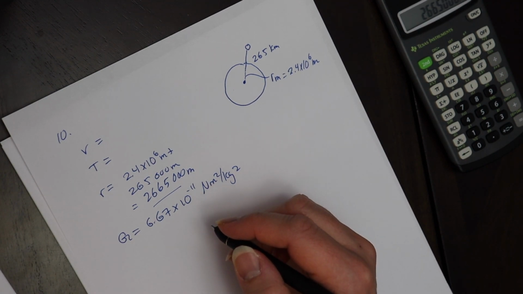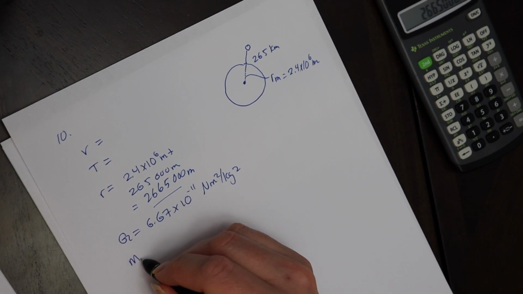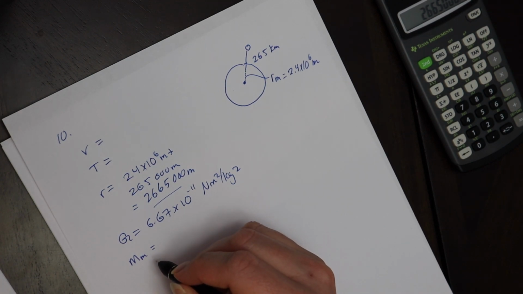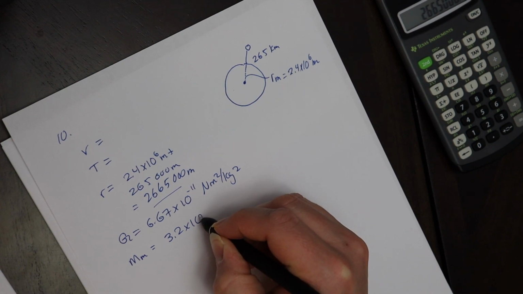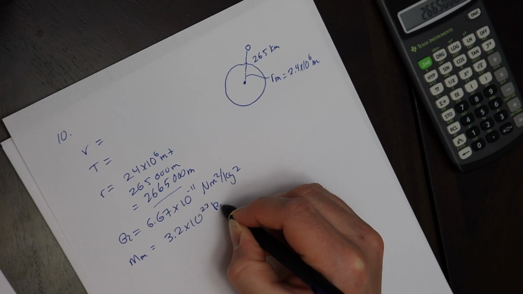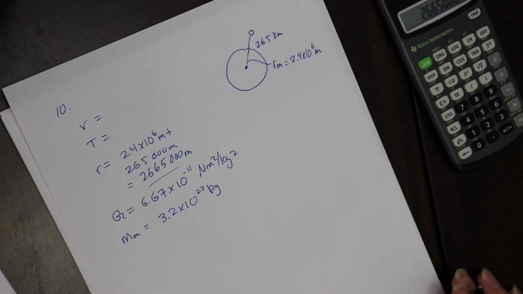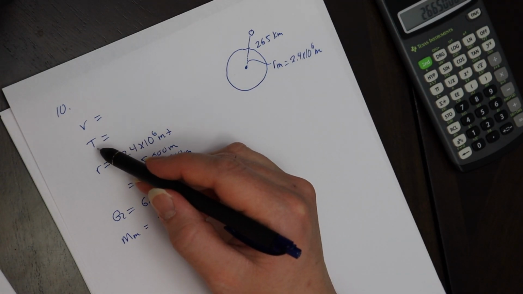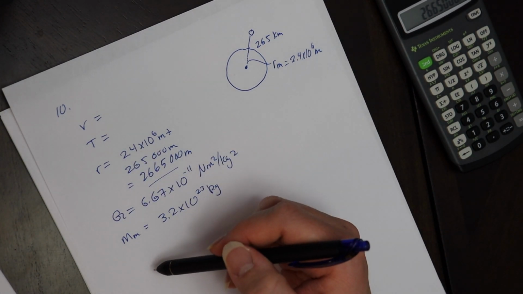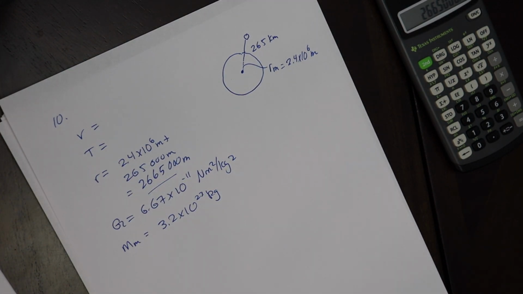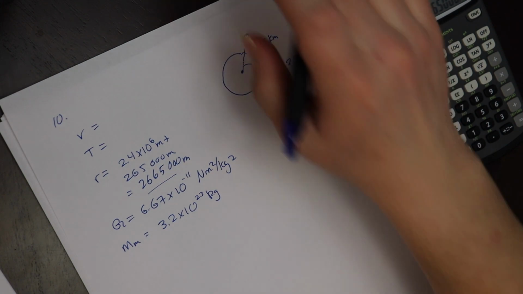And do we know the mass of Mercury? Yes, the mass of Mercury is given to us here, and that's a hint that we might need it. 3.2 times 10 to the 23 kilograms. Okay, so we're trying to find velocity and period, and this is what we have to find it. So if we look at our formulas here, which one should we find first? Maybe the velocity? Let's find the velocity first.